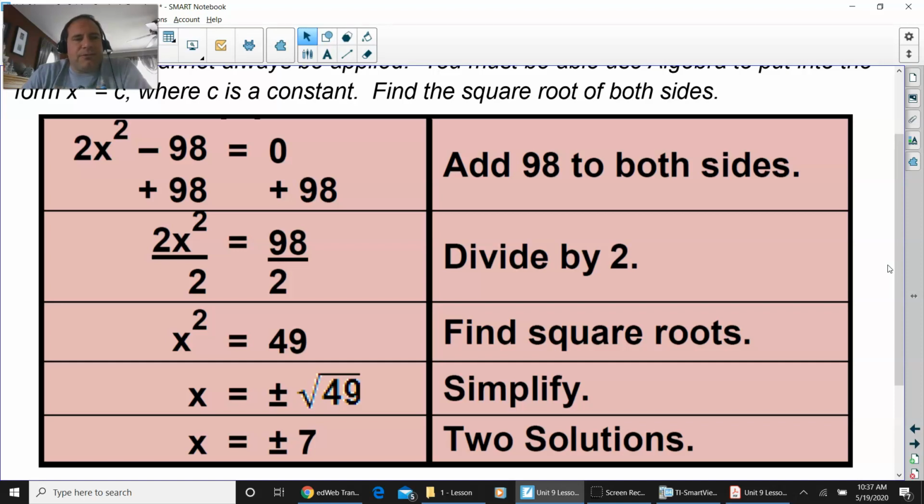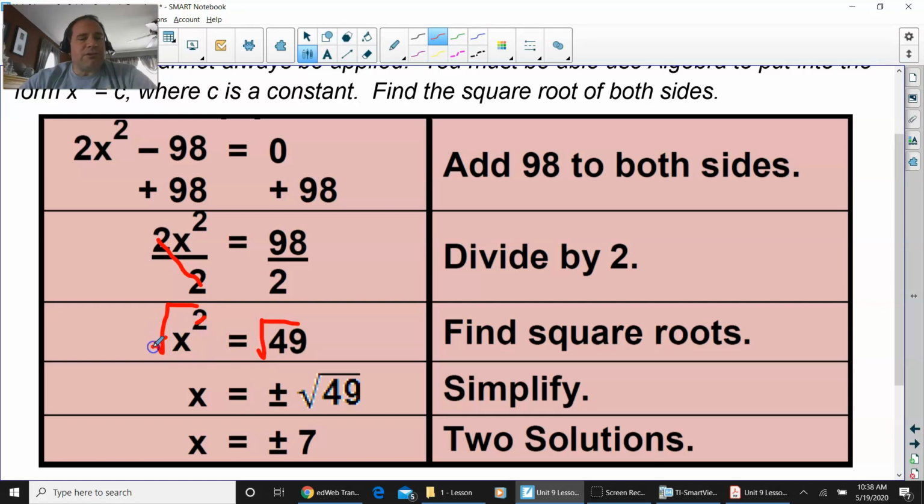You add 98 to both sides because you have to get the x alone. Then you divide by 2. If you're dividing by 2, you know that these 2's cancel. Then you have x squared equals 49. So the opposite of x squared is square root. To undo the x squared, you have to square root both sides.